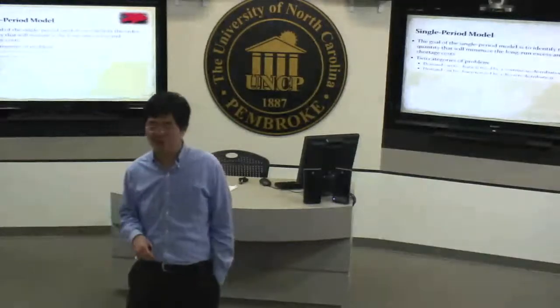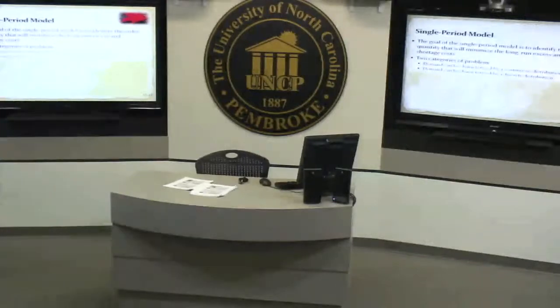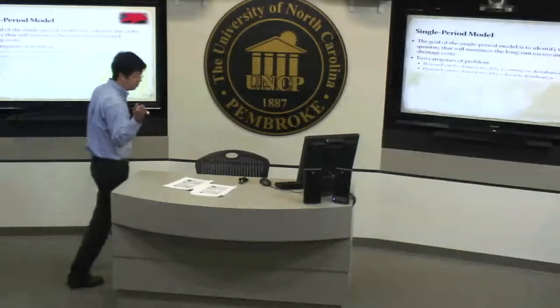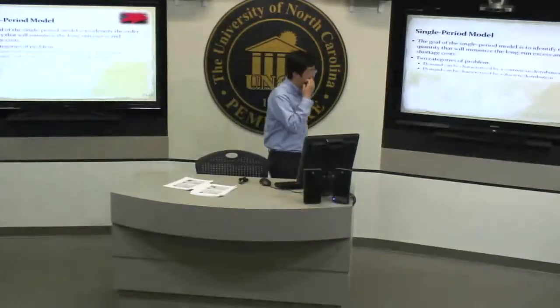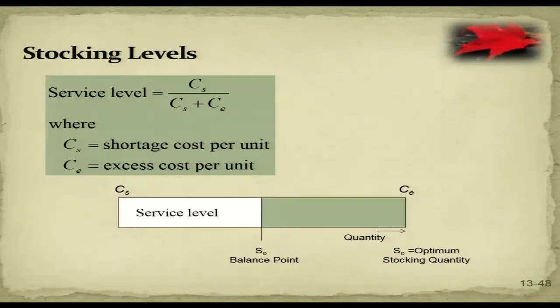So the newsboy model. Think about if you're a newsboy or newsgirl, you want to sell newspapers to your customers. Newspapers are very perishable, useless after the end of the day. So we have to determine how much to order, to minimize our excess and shortage costs. By using calculus, the optimal service level for this single period model is Cs, the shortage cost, divided by Cs plus Ce, where Ce is the excess cost per unit.